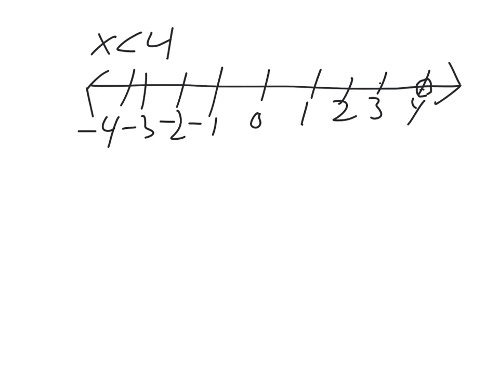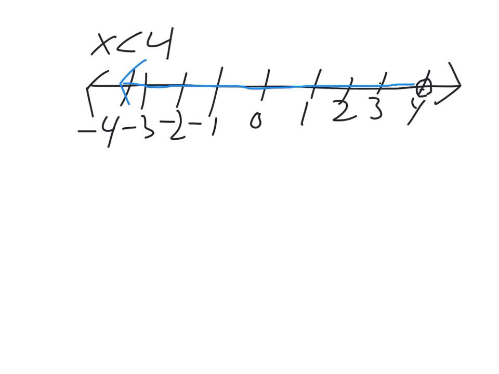Let's see, I'm changing colors. We want everything this way. And a good way to remember which direction you need to go in is look at the variable. Whatever direction the arrow is facing, when the variable is on the left side, is the direction you're going to go.